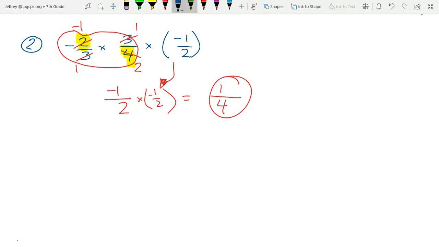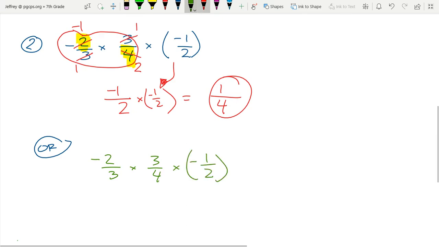Now, if you tell me, can I just multiply straight across? Yeah, you can. So this is how it looks like. If you have negative 2/3 times 3/4 times negative 1/2, you multiply straight across. Negative 2 times 3 times negative 1, you will get a negative times negative is a positive 6 over 3 times 4, that's going to be 12 times 2, that's going to be 24.